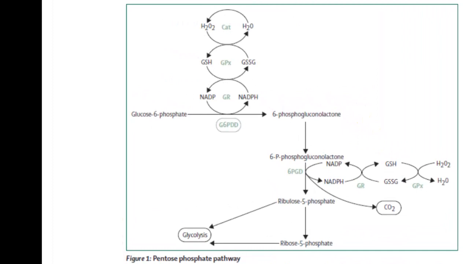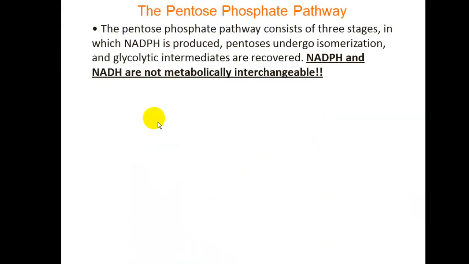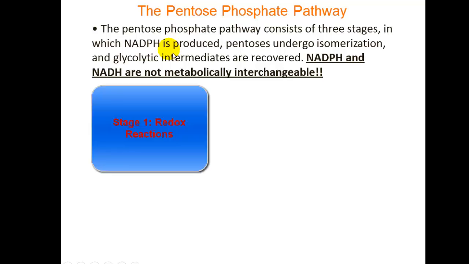Just want to make clear we have 3 glucose 6-phosphate molecules that are going to go in, and that's going to produce 6 NADPHs. That's how the stoichiometry is going to work. I divide the pentose phosphate pathway into 3 stages. The first stage is the redox step. That's where oxidation and reduction occurs. So obviously that first stage is where you're going to make your NADPH, the reducing equivalent.